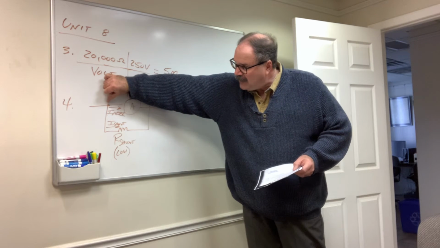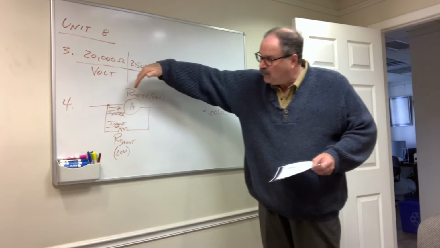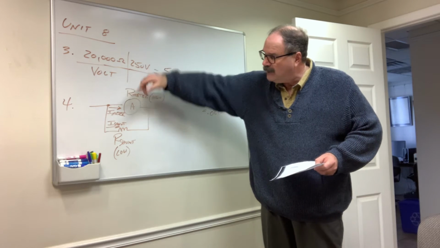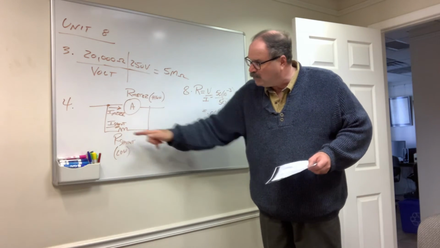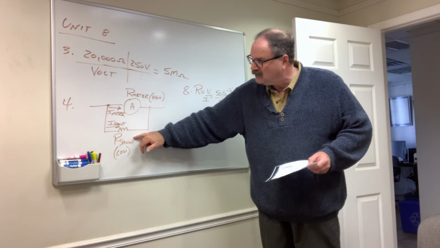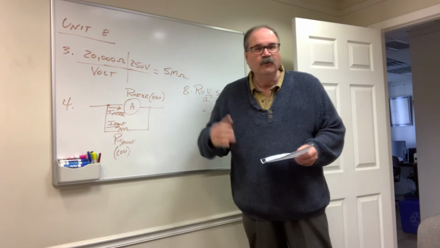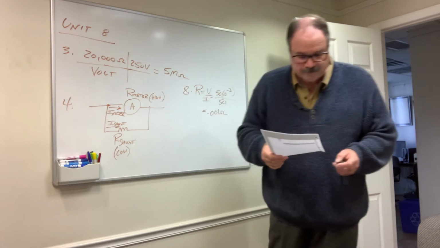So at this node, the total current that the ammeter would read, the big part of it, or the bulk of it, is going to go through the shunt resistor, and the small part is going to go through the meter movement for deflection.